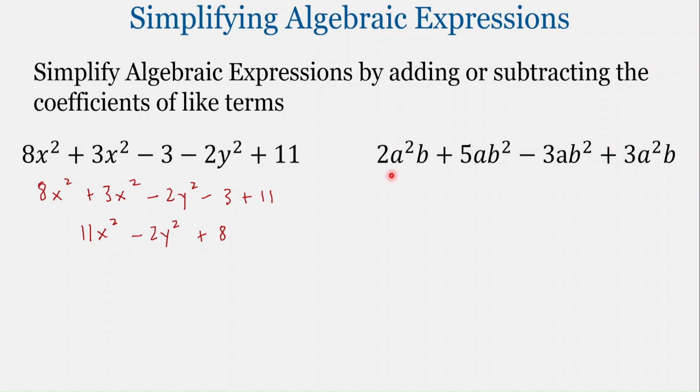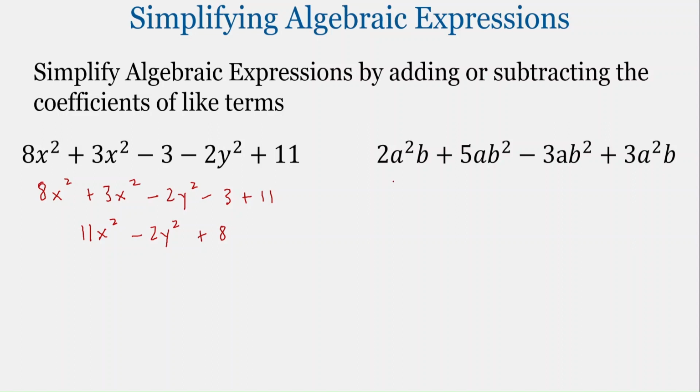So in this fourth problem, we now have two variables in each of our terms. This first term has a squared b. The second term has ab squared. So these two are not like terms. The variables are not raised to the same power. We look at this third term. That's ab squared. That's the same as the second term. So the second and third term in this expression are like terms, and they can be combined. And then the fourth term, a squared b, goes with the first term. And these are like terms that can be combined.